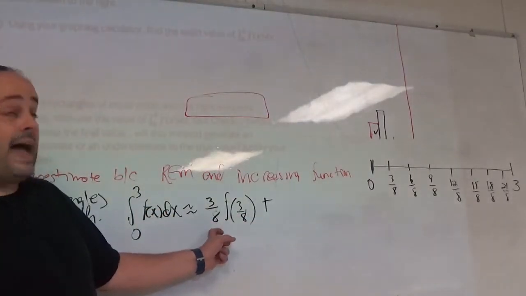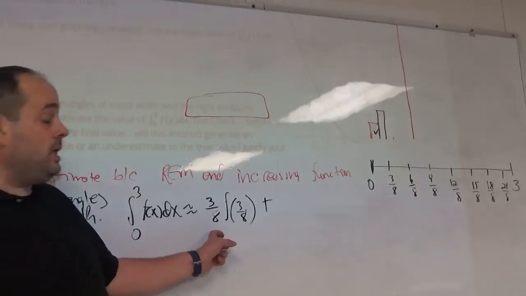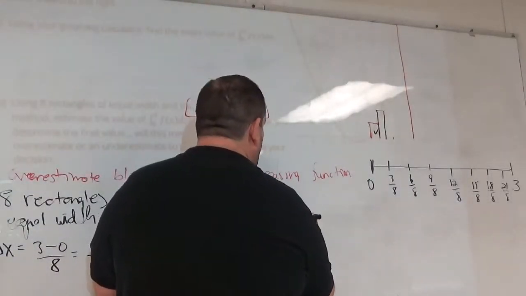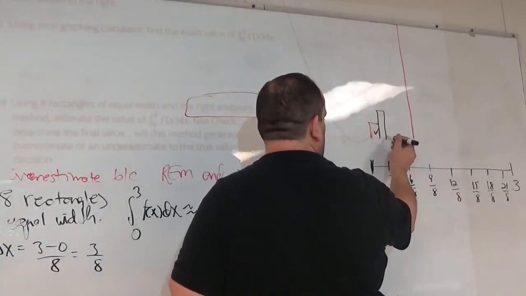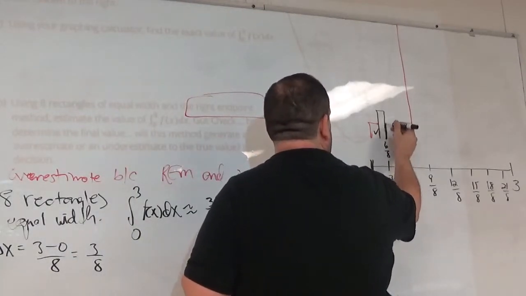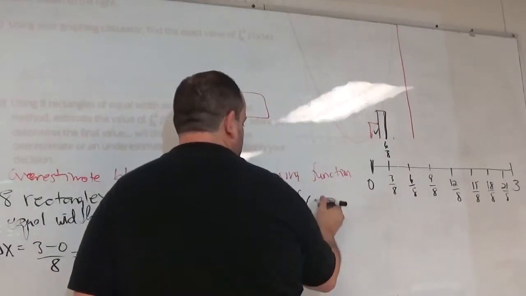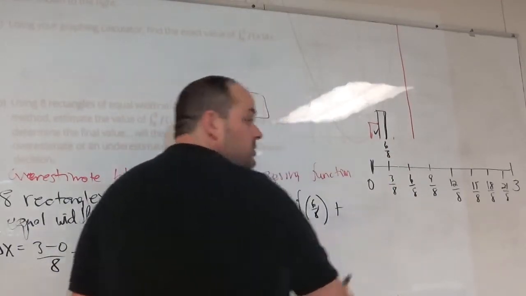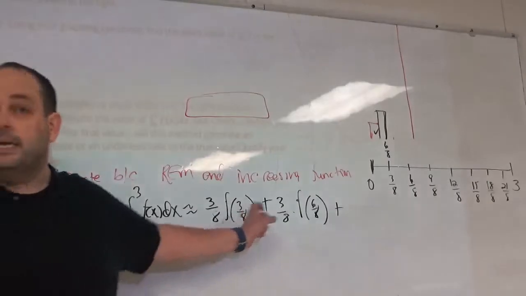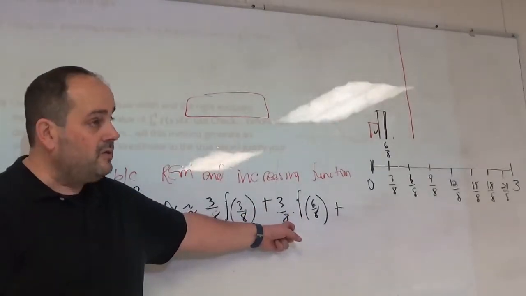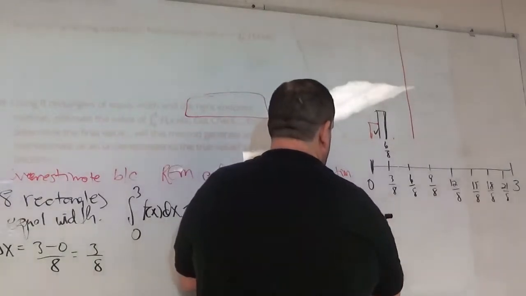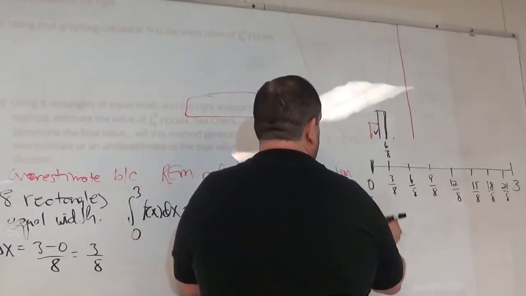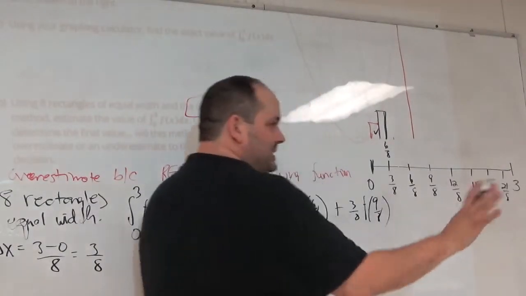6/8. How wide is the rectangle? 3/8. They're all 3/8 in width. How tall? Right, where is the endpoint? It's at 6 over 8, so this is f of 6 over 8. That's the second rectangle. Third rectangle. How wide, how tall? 3/8. 9/8. f of 9/8, not 9/8.